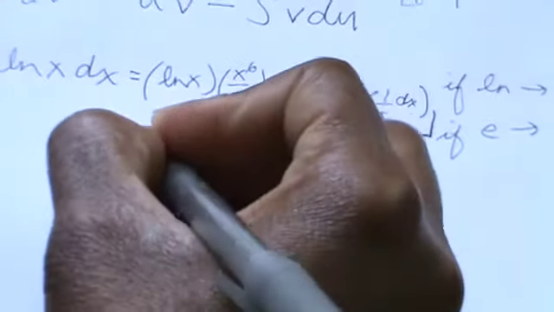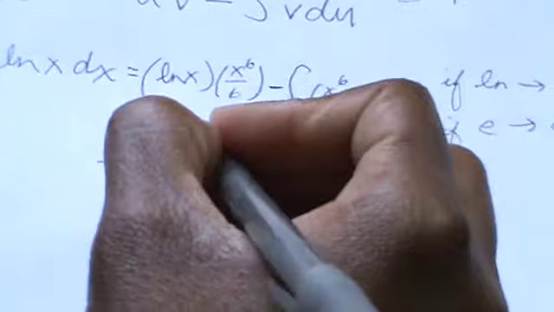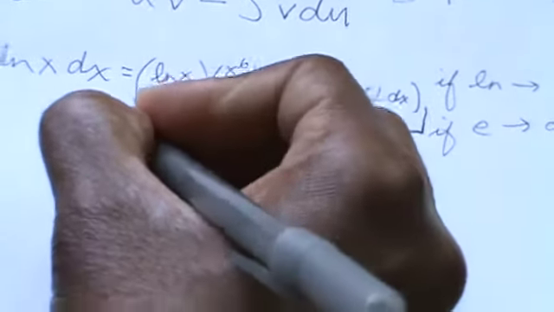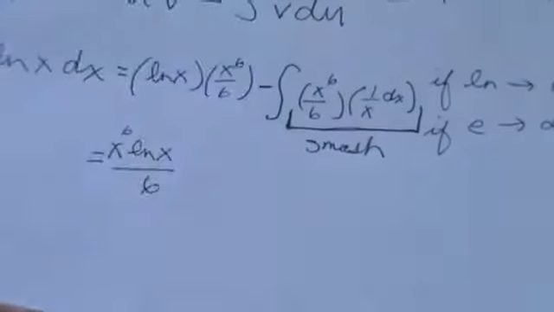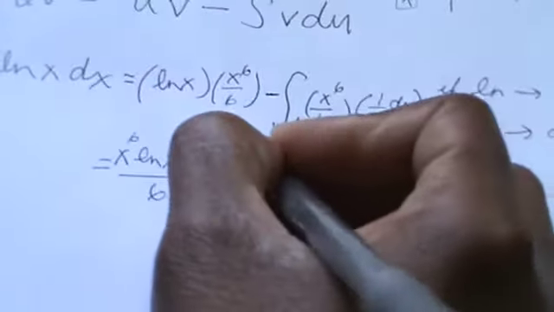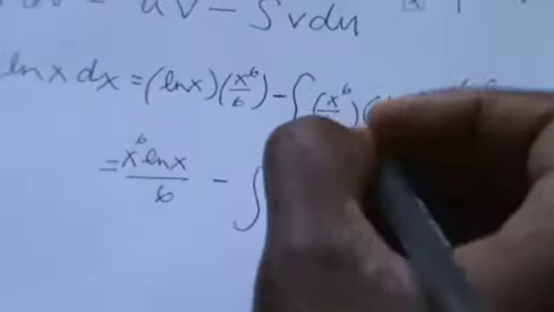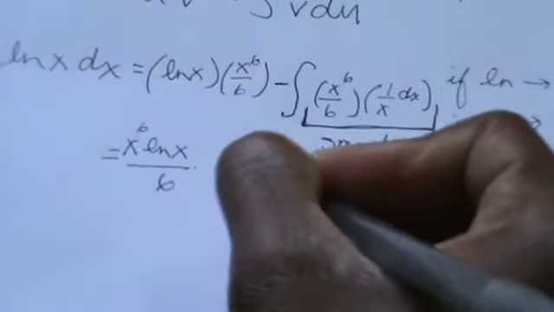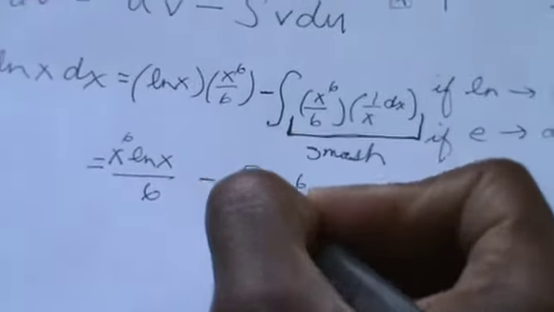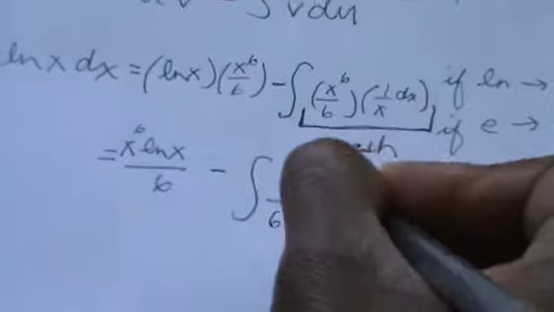So this equals the natural log of x times x to the 6 over 6, like that, minus the antiderivative, I'm going to multiply straight across, x to the 6th power, all over 6x, dx, like that.